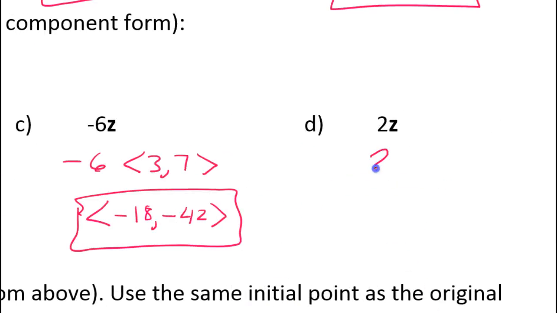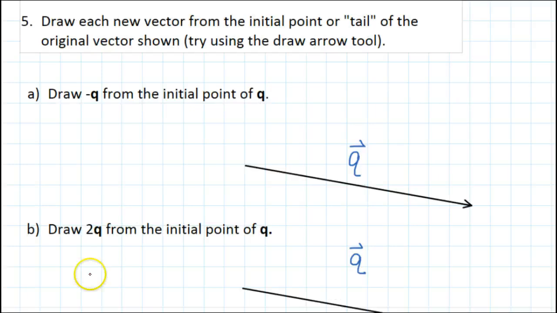And then we have 2 times the vector 3 comma 7. And that will be the vector 6 comma 14. For number 5, we are going to draw each new vector from the initial point, or tail, of the original vector. Now, vector q here is the vector 11 comma negative 2, as you can see.